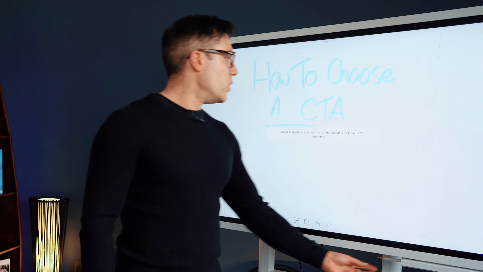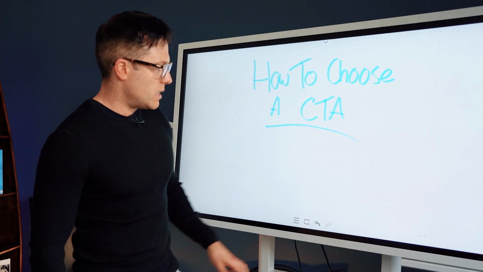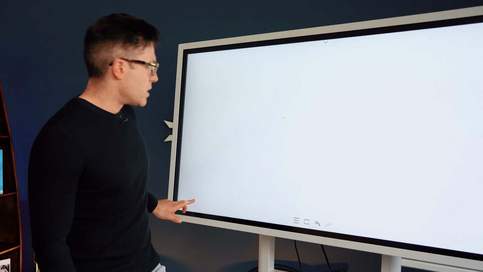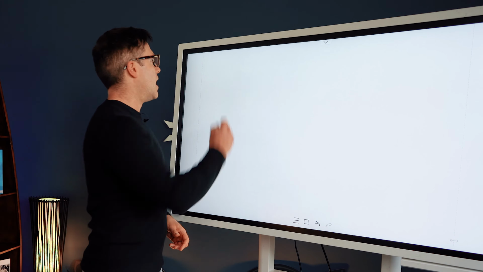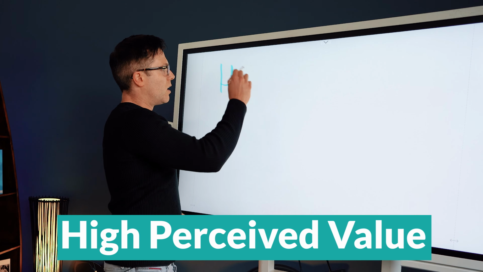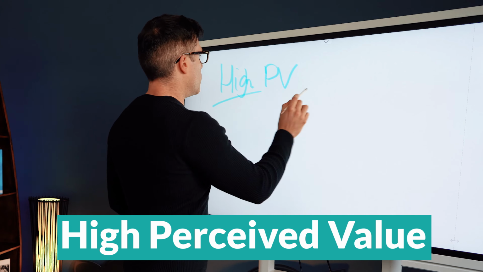Before we move on to talk about some good CTAs, I just want to take you through the components of a good CTA. So first up, we've spoken a little bit about these already, but the first is that we have to have a high perceived value. So what does that mean?